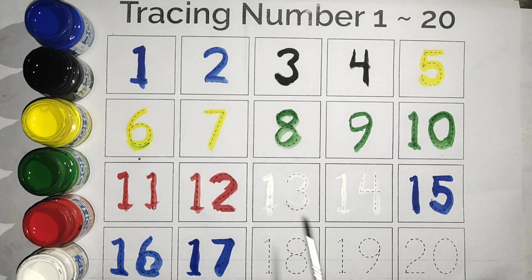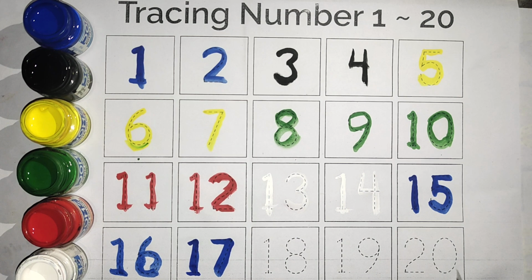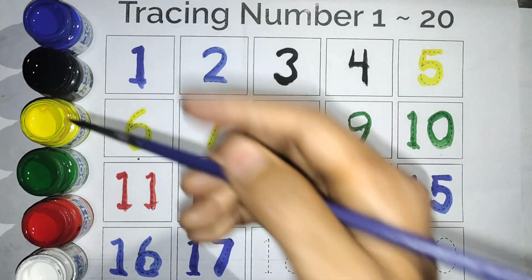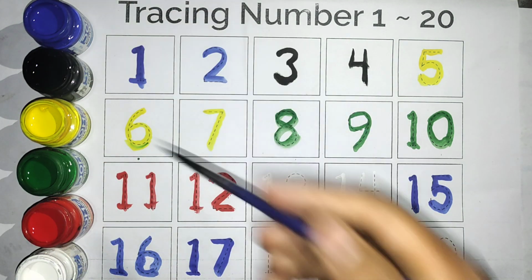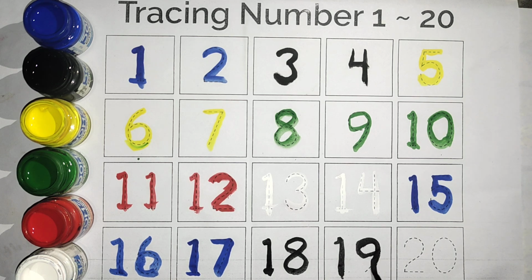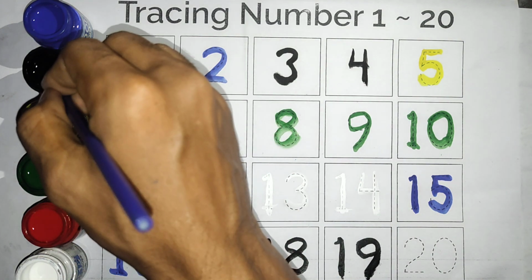So kids, now we are coloring 18. So kids, now we are using black color. 18. Now we are coloring the number 18. Now we draw 19. So kids, the last one is 20.